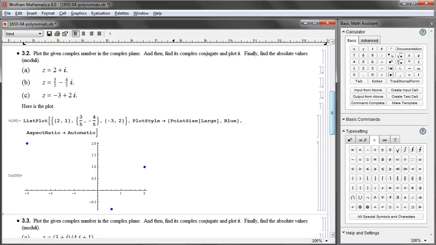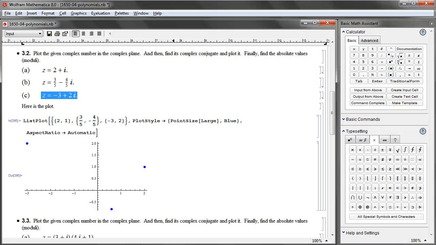Okay, here they are. 2 plus i is the right-hand side dot. It corresponds to 2 comma 1. And the second point, 3/5 minus 4/5 i, is the middle dot, or the one down below. It corresponds to 3/5 comma negative 4/5. And then the top left-hand side corner dot corresponds to negative 3 plus 2i, or in coordinates, negative 3 comma 2.